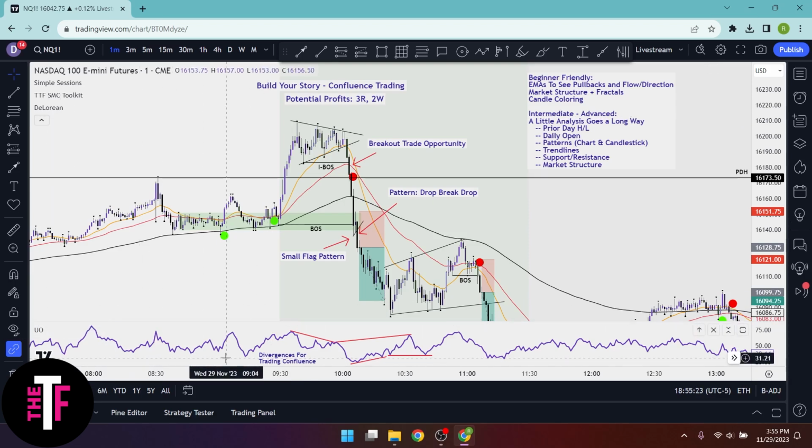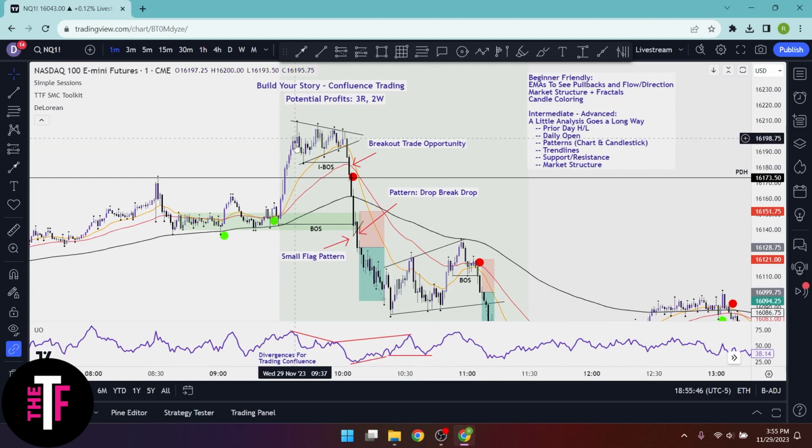I also have the ultimate oscillator down here. That's for divergences. Divergences, again, I have listed here as intermediate to advanced. Really great confluence for your trading. It can really help you to understand when price has pulled back and when you've potentially got it springing into a nice continuation trade. That's what I use it for. It can also denote reversals, as it did here.